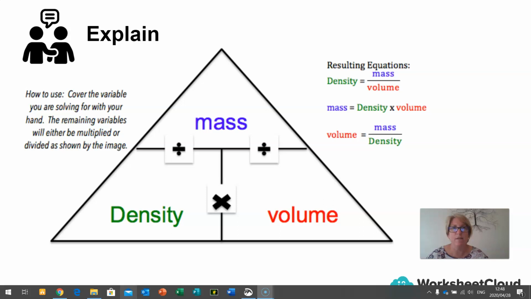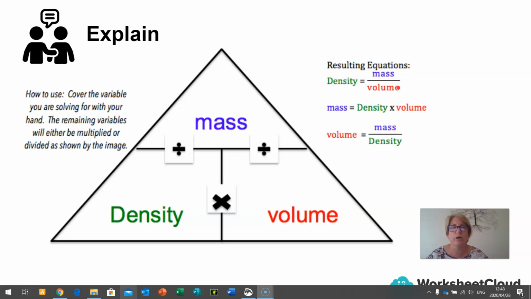Okay, now once you've done that, that means you can see mass and you can see volume. So then you have a look at the triangle and you go, what line separates mass and volume? And you tell me it is the divide line. So that means if you are covering density, that is the variable that you want. So density equals mass divided by volume.